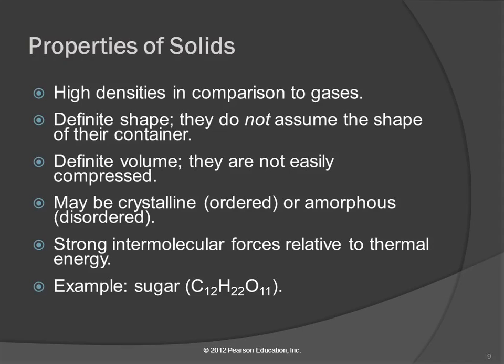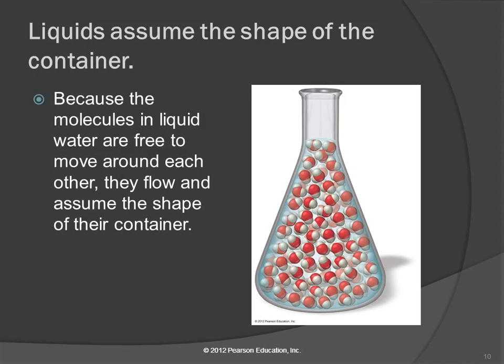If we used students as atoms and looked at the solid that we are right now, we would say this is an amorphous solid because we're not really arranged very neatly. If we were all sitting in rows, then it would be a crystalline solid. So solids have strong intermolecular forces. An example is sugar.